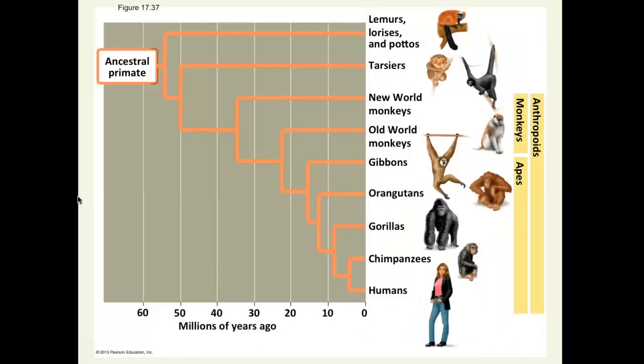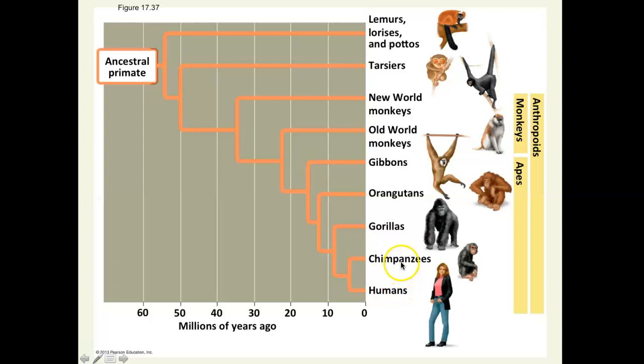Okay, so this is, again, a nice chart of the primates. So we have an ancestral primate that lived in trees, right? And these are all of the primates that are on the planet now: lemurs, lorises, and pottos, tarsiers, New World monkeys, Old World monkeys, and then we have gibbons, orangutans, gorillas, chimpanzees, and humans.